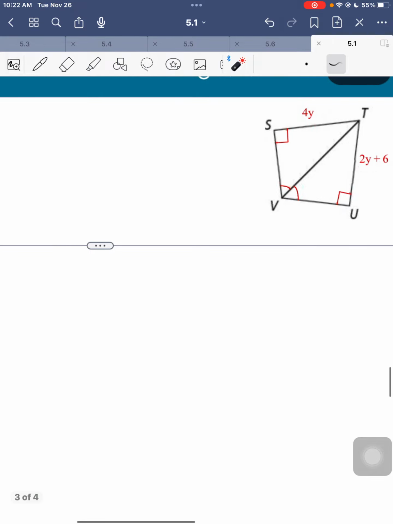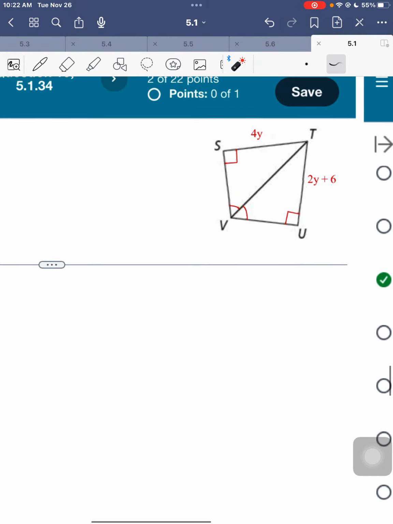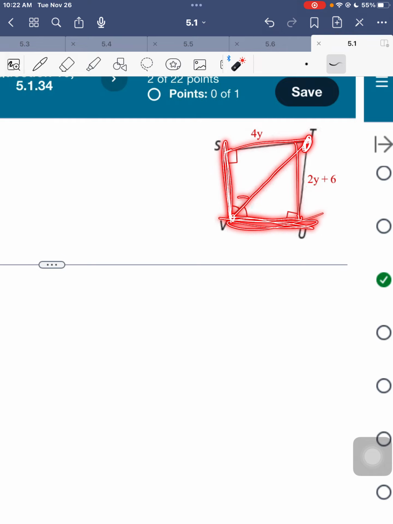I could have also realized, honestly the first thing that I realized, was that I have an angle here, and then I have the reflexive property. So I would have had AAS. But however you guys want to do it, it doesn't matter. AAS, or you could have recognized that this is an angle bisector, and you know that any point on an angle bisector is equidistant to the sides of the angle that was bisected. However you guys want to do it.